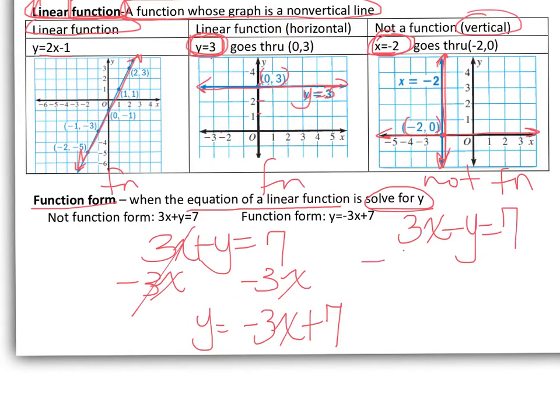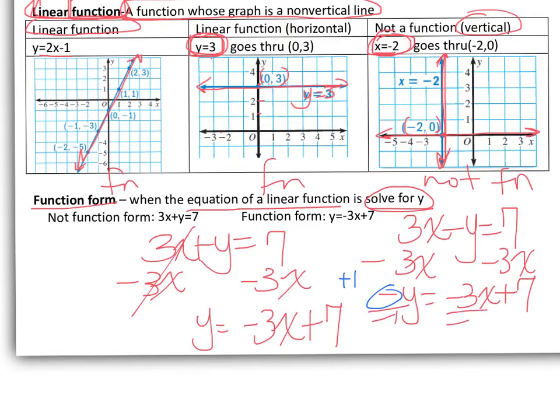Okay, subtract 3x from both sides, do the same thing. You get negative y equals negative 3x plus 7. Okay, and you notice that there's a negative here. We cannot have a negative there. This part needs to be a positive 1. Okay, positive 1. Cannot have a fraction either. Okay, and how do we change that? Just divide everything by negative 1.